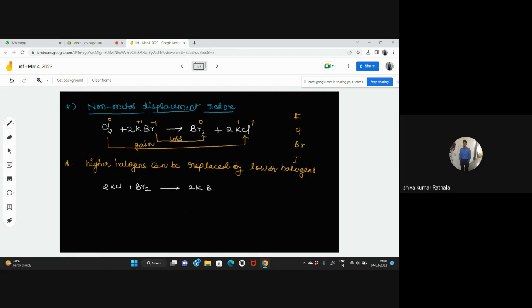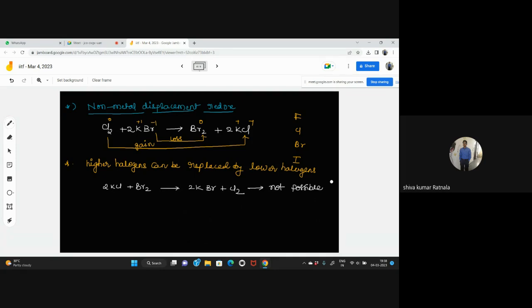Can this reaction be possible? Is this reaction possible or not? Tell me. This reaction is not possible. So that means bromine cannot displace chlorine, sir. This only, that one I had written.